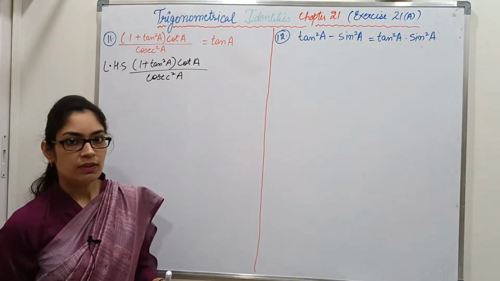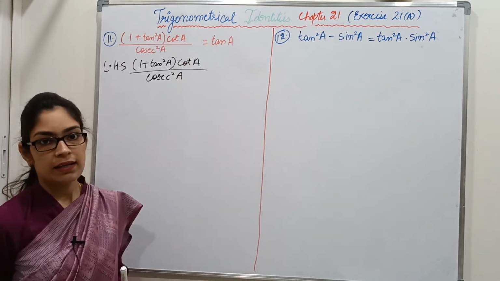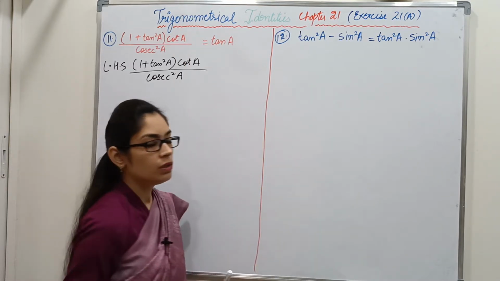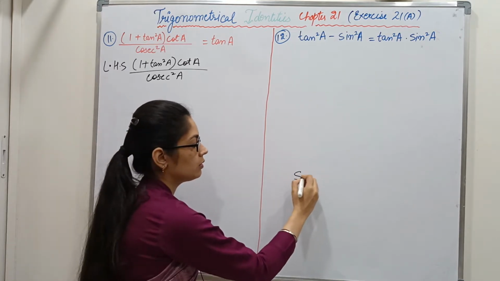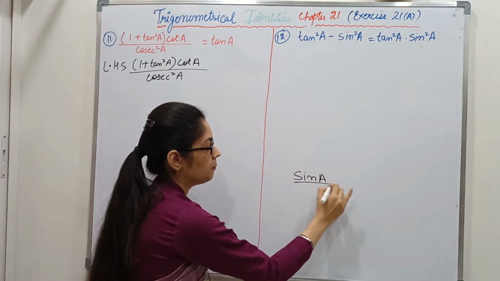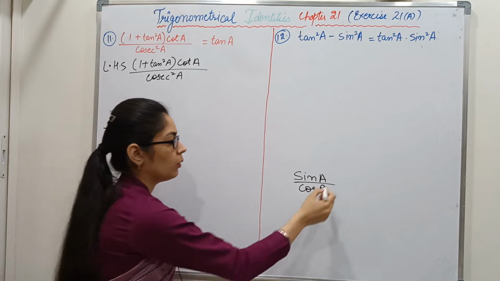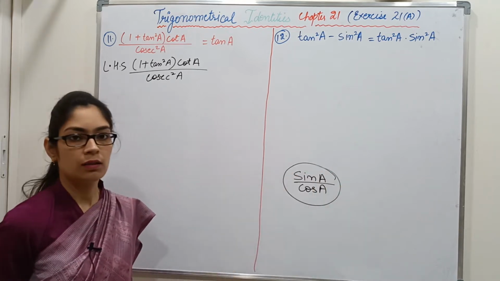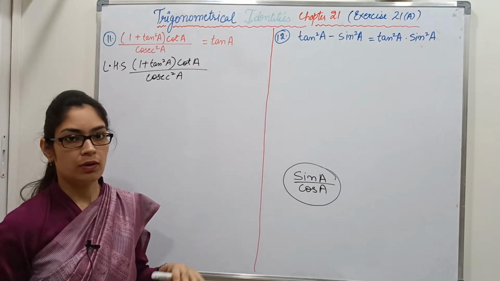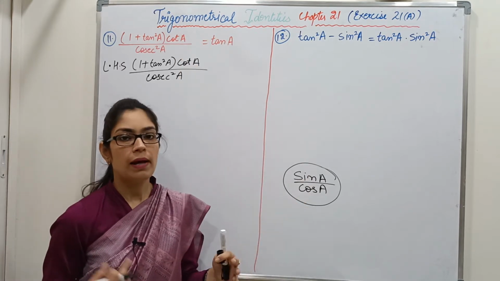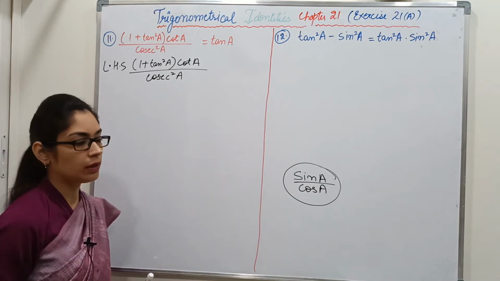So here, first of all, let's see what we need. I'll see the right hand side. Right hand side is tan A. Tan A means sin A by cos A. So that means we need this thing. Once we get this, we'll get this also, because tan's value is sin by cos. So this is our main focus now.